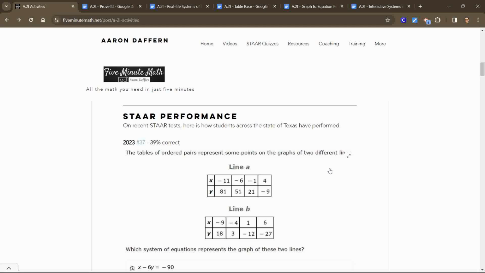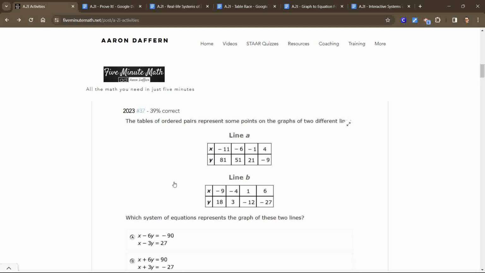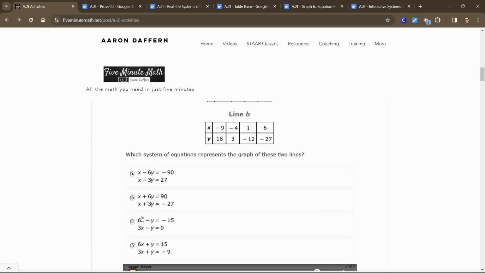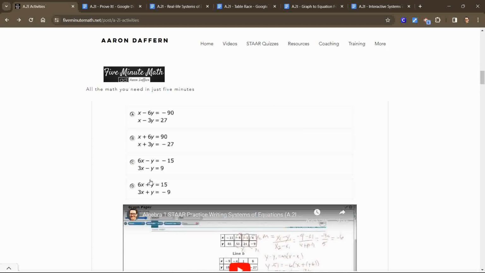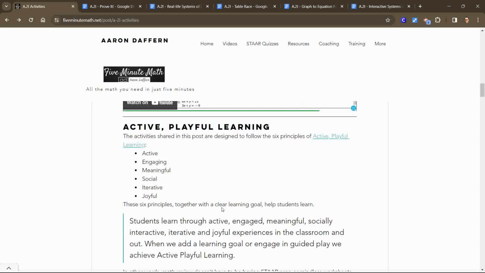the state of Texas did not do too well. We had 39% get this correct, and this was a multiple choice, wasn't a new item type. We literally just had to take these tables and create two systems of equations, not even find the solution, just generate equations here. You notice we're in standard form, and only 39% of our students got this correct. Here's the explanation of how to solve that particular problem.